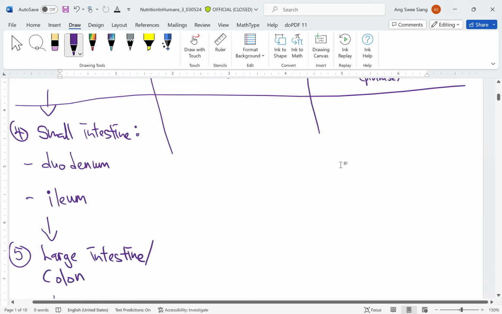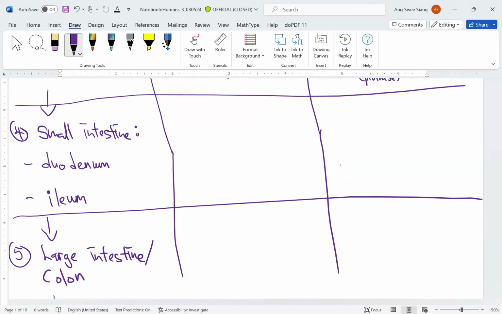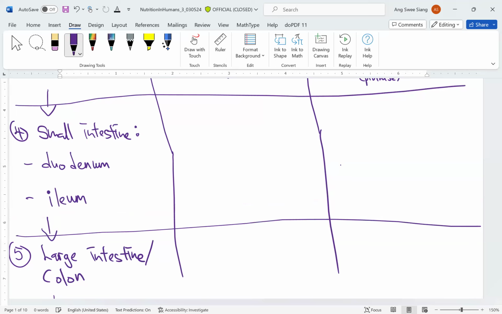Now next, small intestine. Here I'll be talking about the emulsification by bile. So you also have physical digestion, and this physical digestion is emulsification by bile.